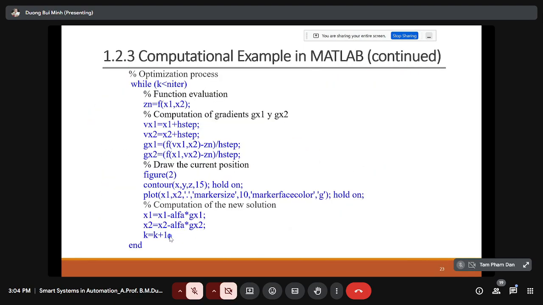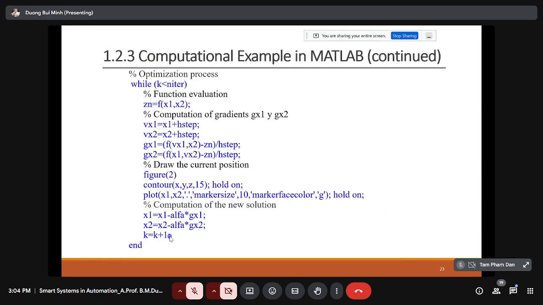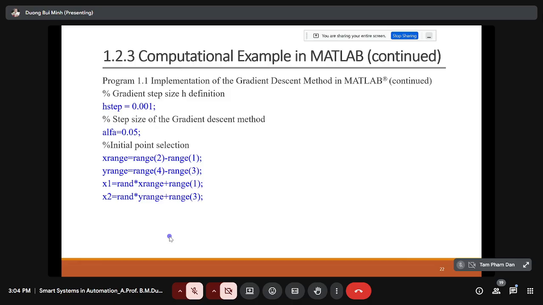So far, any questions? If you don't understand the code, later on the TAs will help you when I finish the lectures at 3:30 p.m.